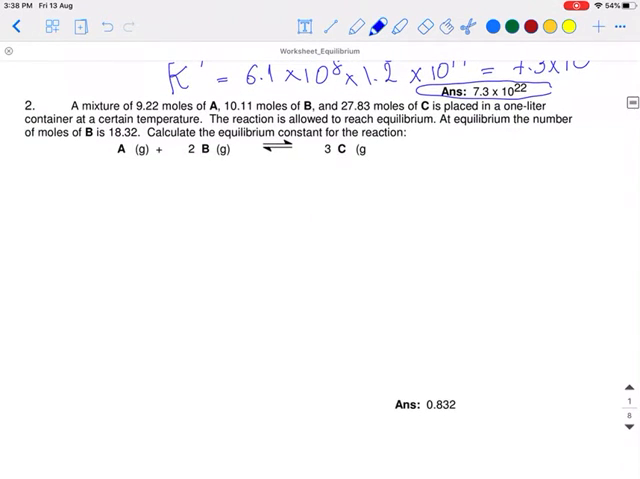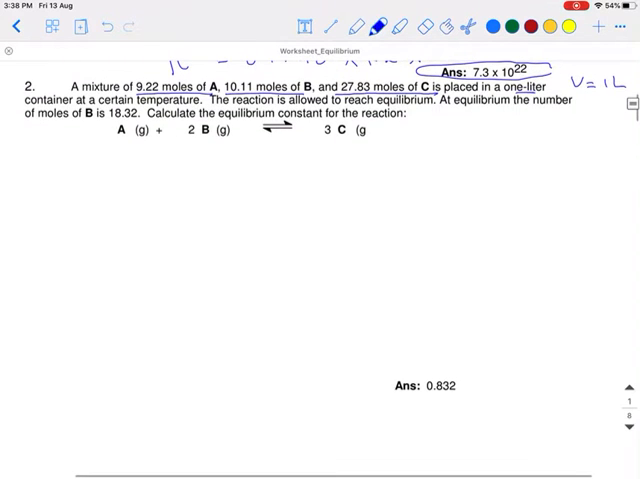For number 2, a mixture of 9.22 moles of A, 10.11 moles of B, and 27.83 moles of C is placed in a 1 liter container, so volume 1 liter, at a certain temperature. The reaction is allowed to reach equilibrium, and at equilibrium, the number of moles of B is 18.32. Calculate the equilibrium constant. So this mixture is allowed to react, the reaction is allowed to reach equilibrium, and he gave me the equilibrium number of moles of B.